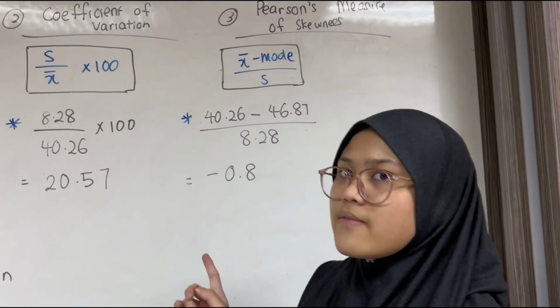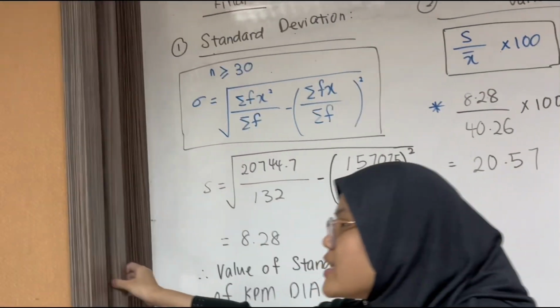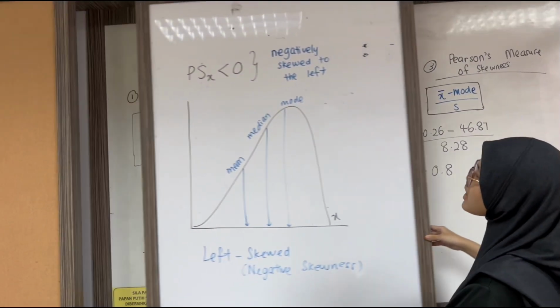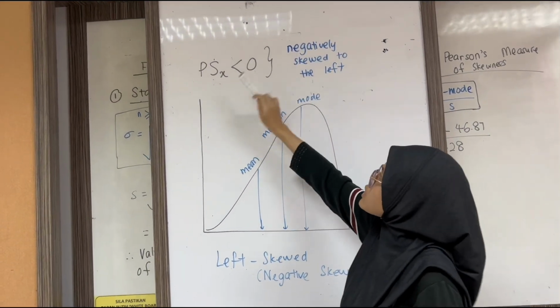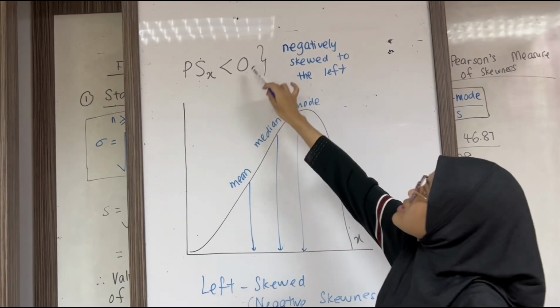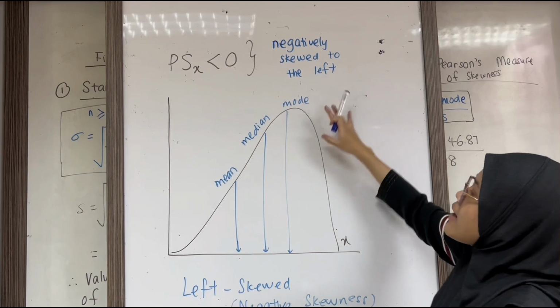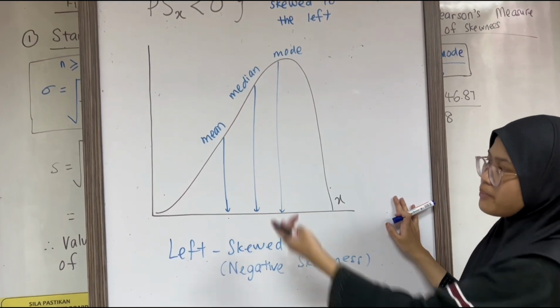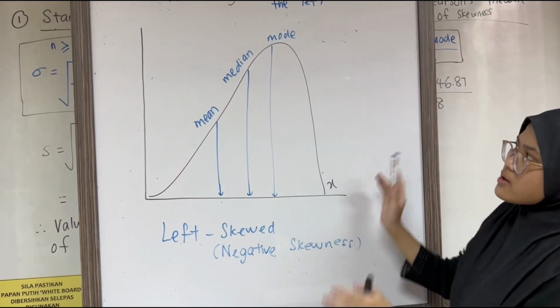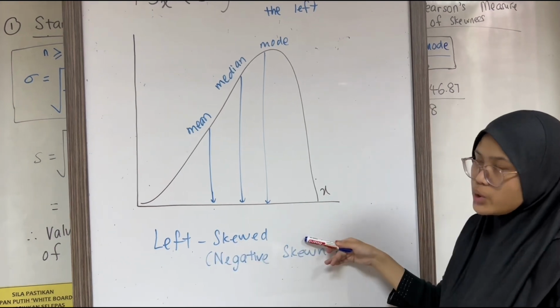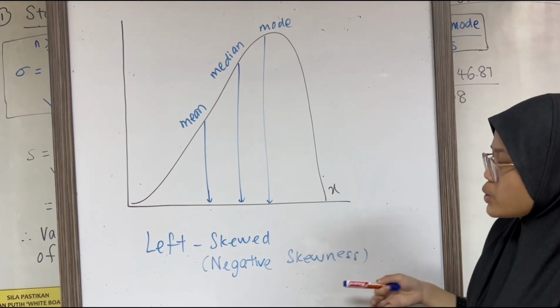When we get negative 0.8, we will see this function. When Pearson's skewness is smaller than 0, it means that it is negatively skewed to the left. This will be proven by this graph. Okay, this graph shows that it is left skewed, which means negative skewness.